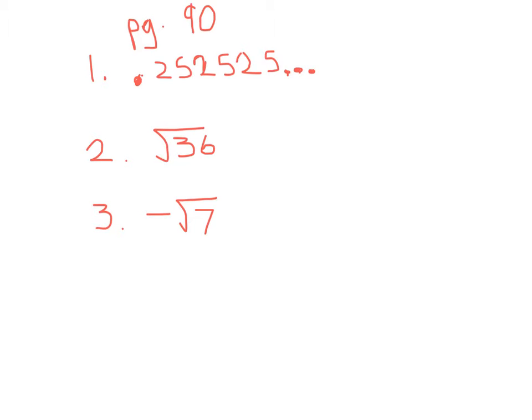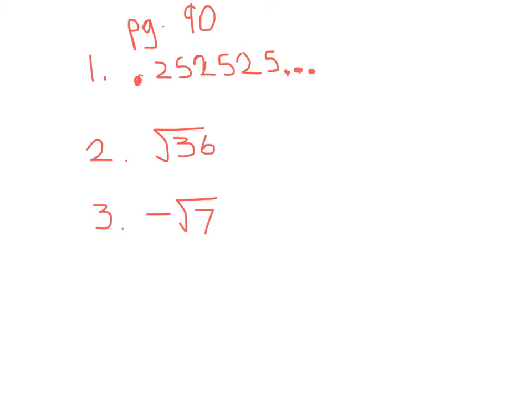Alright, so we are going to basically classify numbers into a set. And we're going to take these numbers that I have listed on page 90, and we're going to classify them as rational, integers, whole numbers, natural numbers, or irrational numbers. So let's just start from the top.